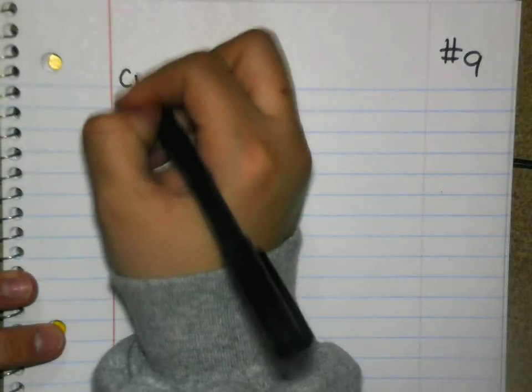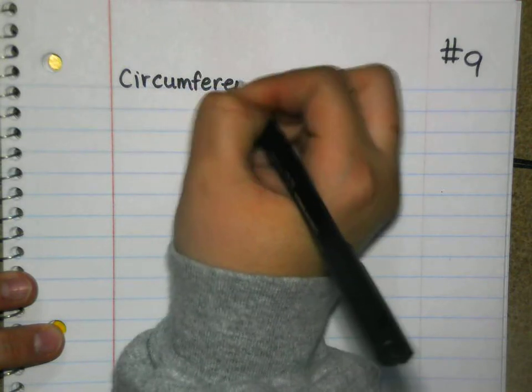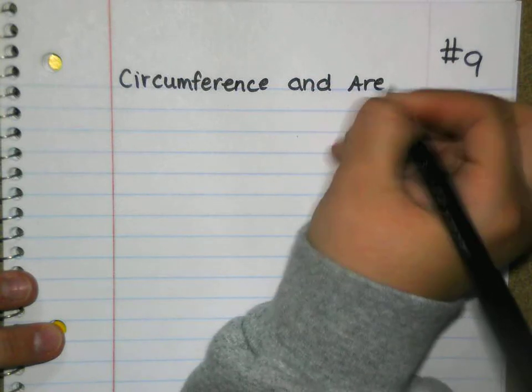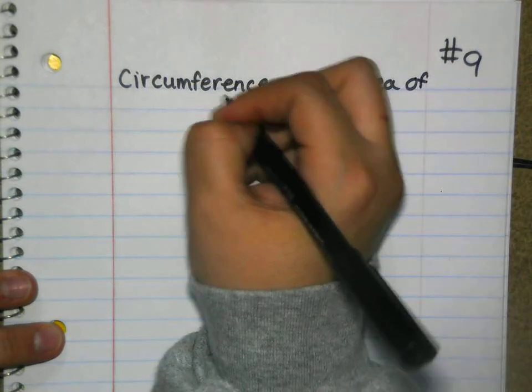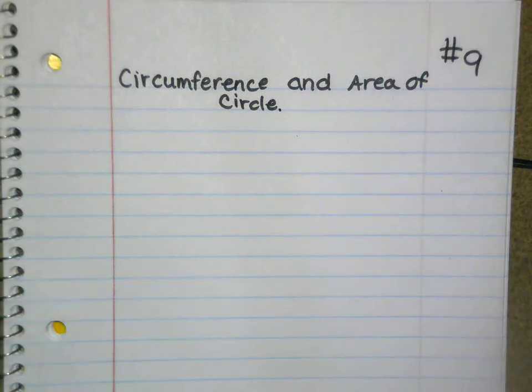All right, we're going to start 7th grade in item number 9. Item number 9 is going to be the circumference and area of circles. And you notice we're going to use circumference now instead of perimeter, because that is the word for perimeter of this circle, something that goes all the way around.